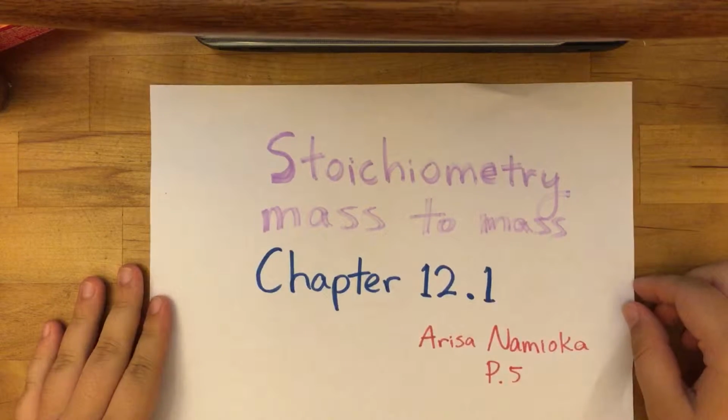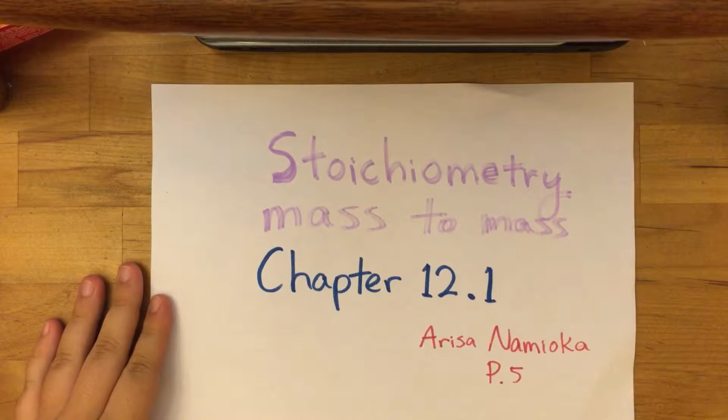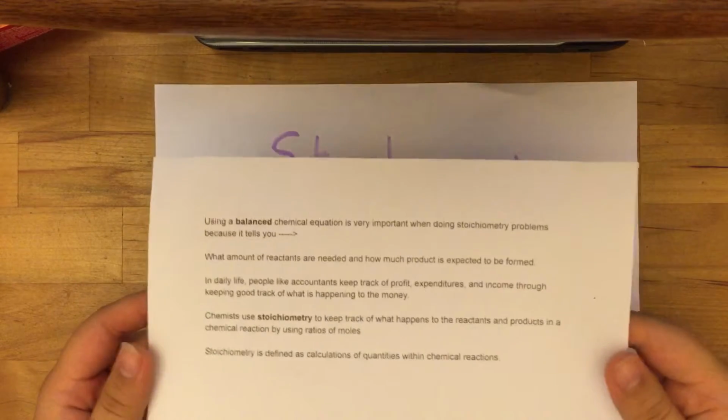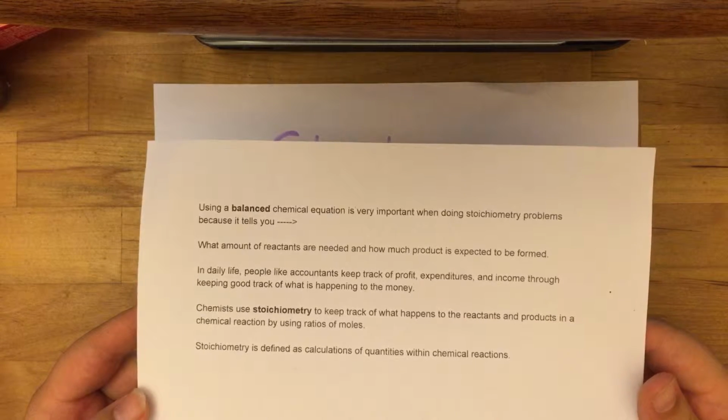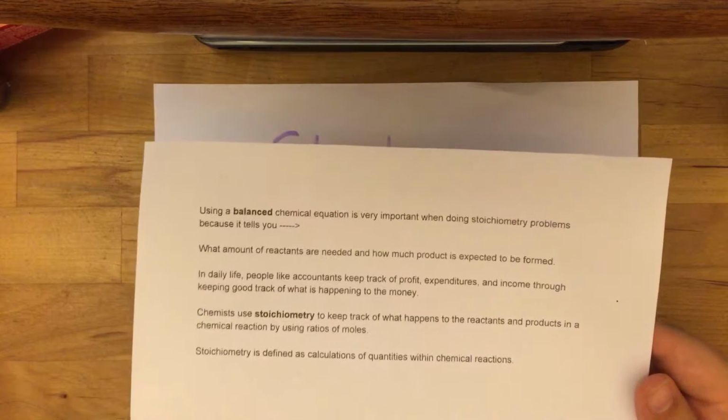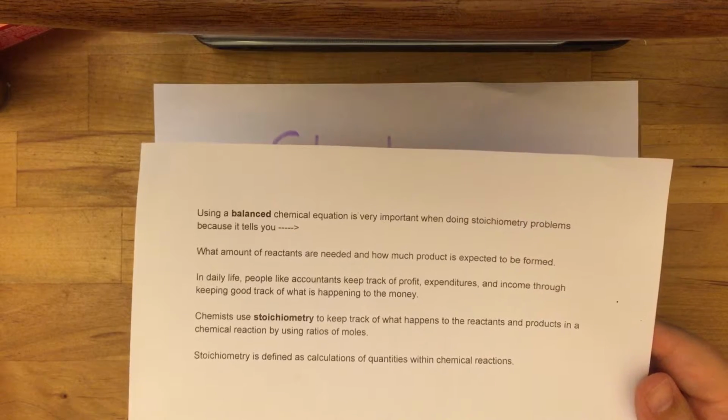I'll be explaining stoichiometry mass to mass, chapter 12.1. Using a balanced chemical equation is very important when doing stoichiometry problems because it tells you what amount of reactants are needed and how much product is expected to be formed.